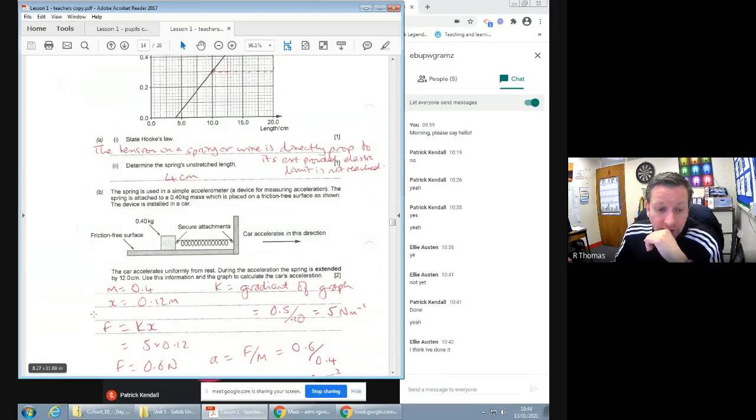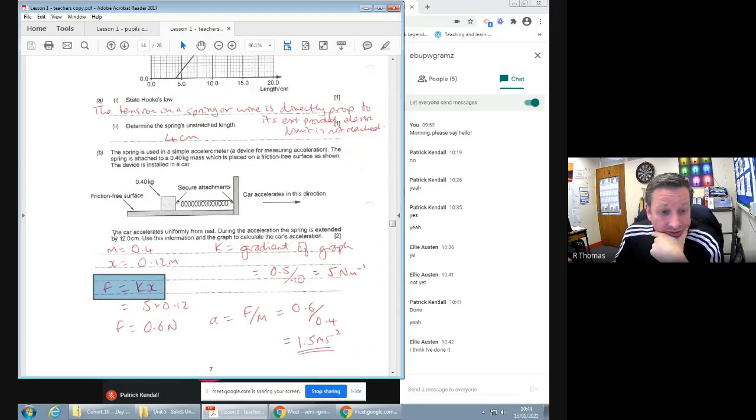Once I knew that value of k, then I could use Hooke's law, F equals kx, to determine the force. It told me the extension was 12 centimeters. So I did 5 times 0.12. Don't forget, you have to put it in meters, which gave me a force of 0.6 newtons. Then I could use F equals ma, rearrange it. a is F over m. The force was 0.6. My mass, they told me, was 0.4 kilograms. 6 divided by 4 is 1.5. So the answer was 1.5 meters per second squared.